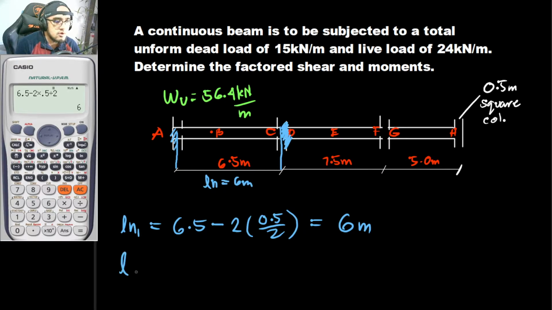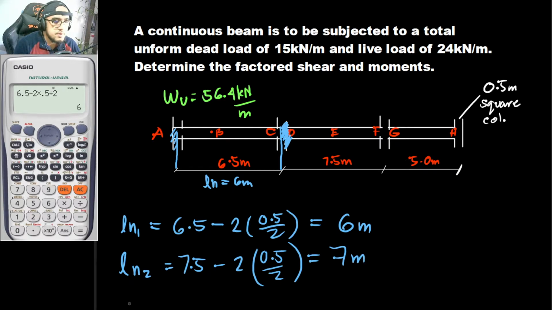So, for the second one, for ln2, same old, so 7.5 meters minus half of this column and half of this column. And those are to be 2 times 0.5 divided by 2. Thus, this is now to be 7 meters. And for our ln3, same old, so 5 meters minus 2 times 0.5 divided by 2.